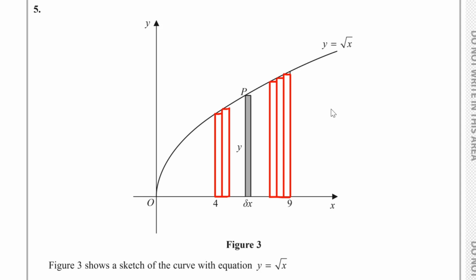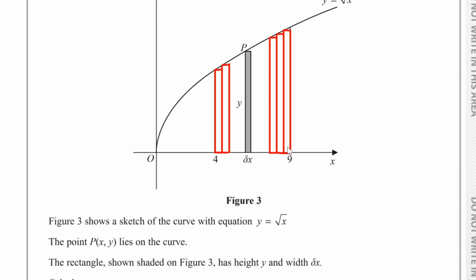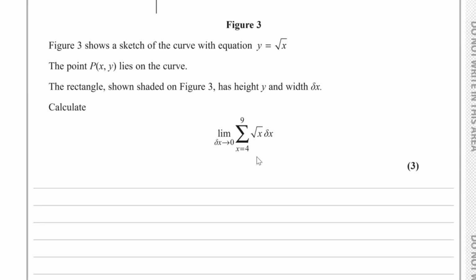So the idea is over here we have an infinite number of these rectangles, and when we add up all these rectangles together, essentially we're taking the integral. So what this is equal to is the integral from 4 to 9 of square root of x with respect to x. Square root of x is the same as x to the power of a half, so we're integrating x to the power of a half with respect to x.